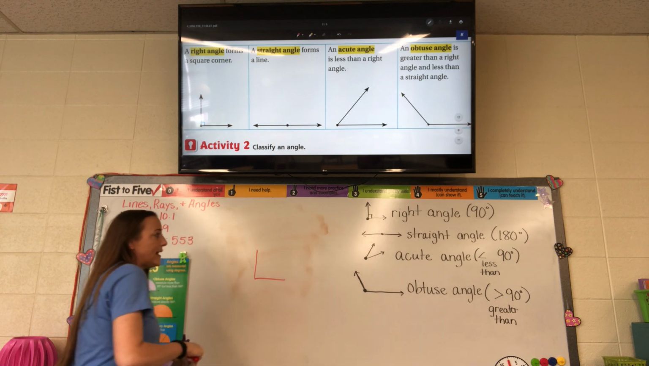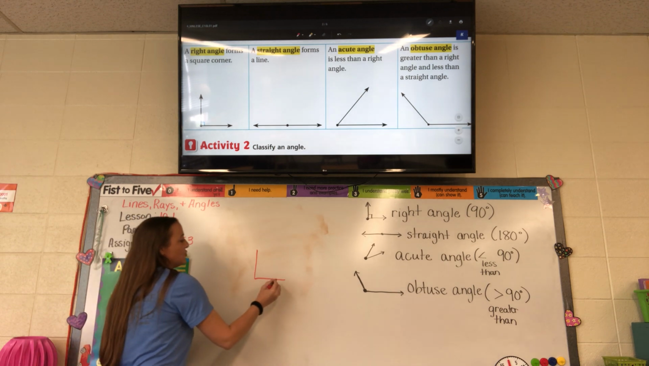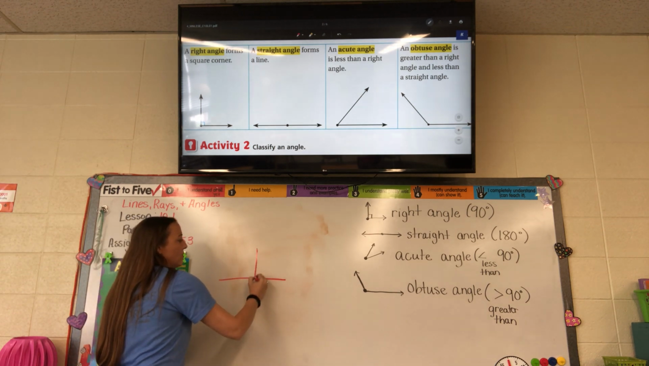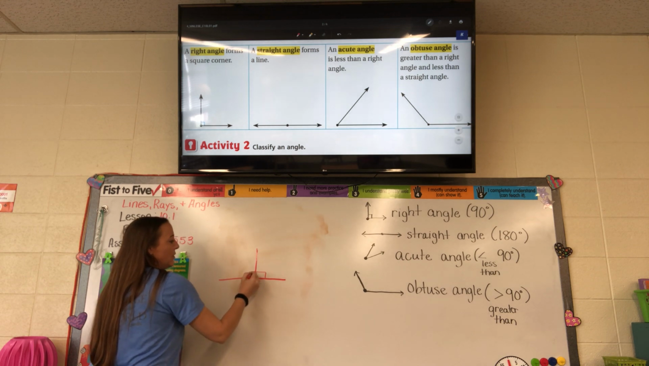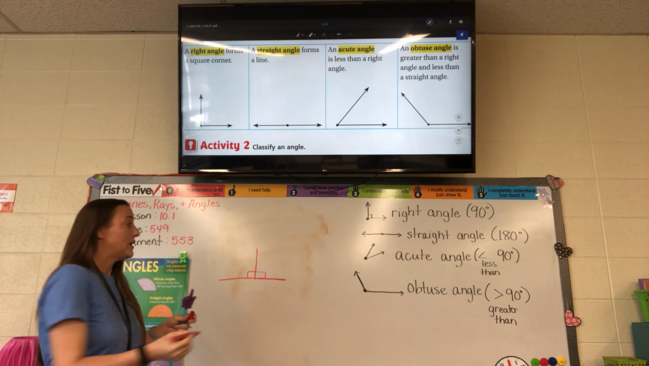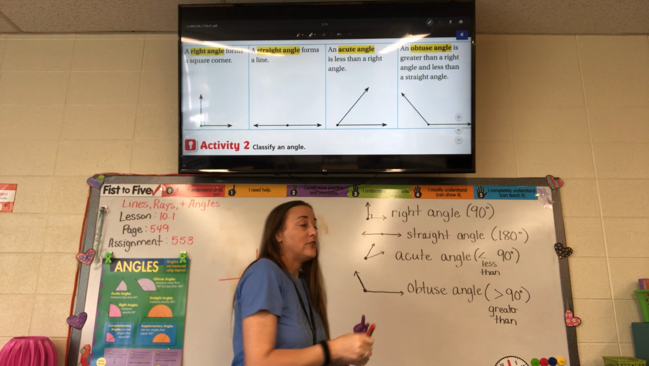A straight angle, if you think about it like this, is made up of two 90-degree angles. So here's a 90-degree angle, here's a 90-degree angle. 90 plus 90 is 180. So a straight angle measures 180 degrees.